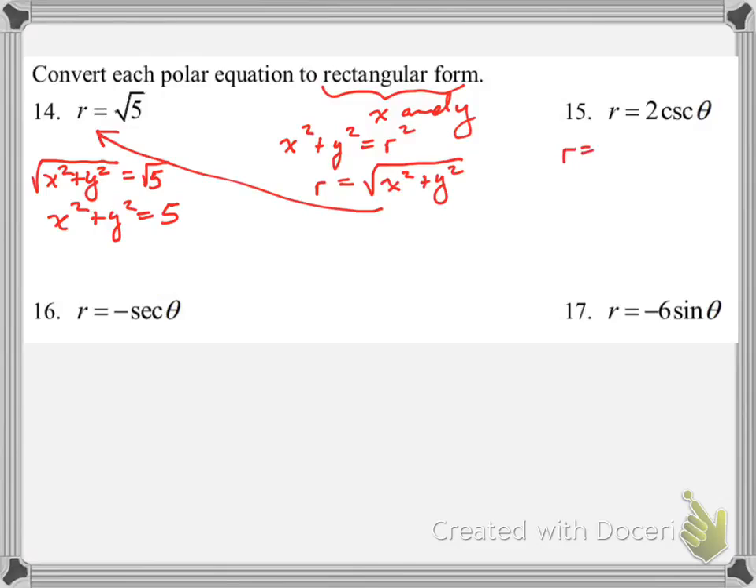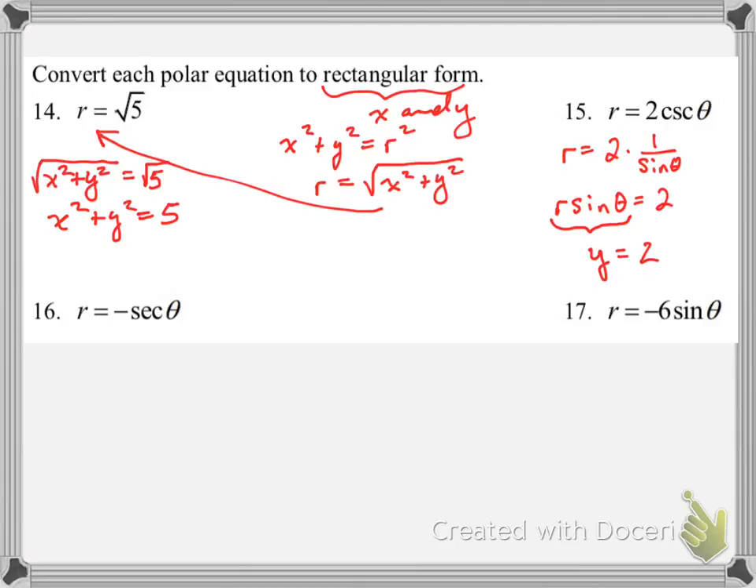All right, so the next problem, cosecant can be written as the reciprocal identity here, which is 1 over sine of theta. And we can multiply sine theta over to the other side of the equation, which gives us r sine of theta is equal to 2. And if we remember from the other slide, r sine of theta is equivalent to y. So that gives us the equation y is equal to 2.